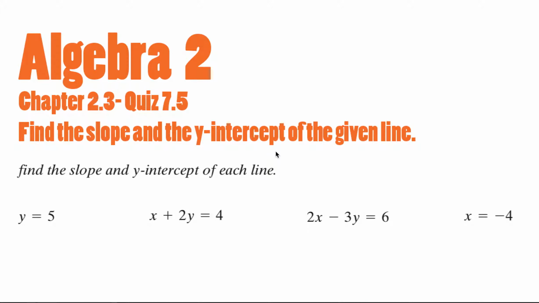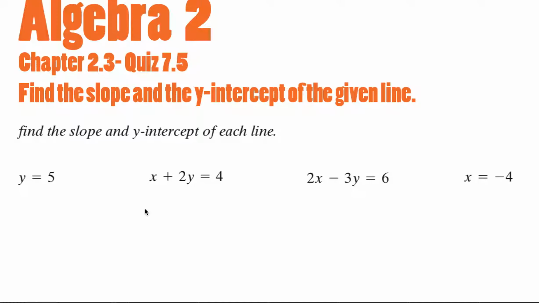Video chapter 2.3 quiz 7.5 says find the slope and the y-intercept of the given line. So there are 4 different examples. Each one has its own unique way of solving, and that's why I chose them. So let's start with the first one. y equals 5.